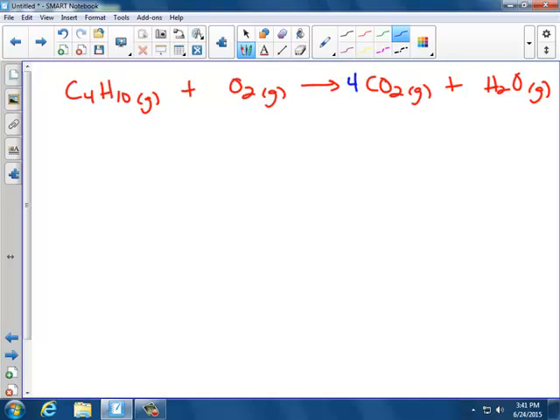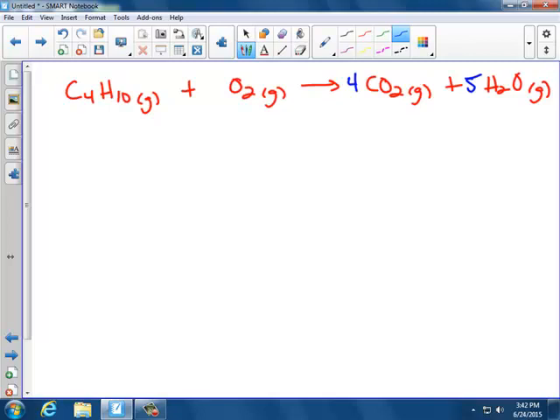Fantastic. Okay, now we move on to hydrogen. On the reactant side, we have 10 hydrogens. Product side, we have 2 hydrogens. So how are we going to balance that? With a good old 5 here. 5 times 2 is 10. So now we have 10 hydrogens on the product side, 10 hydrogens on the reactant side. Okay, we're almost done. All that's left is oxygen.